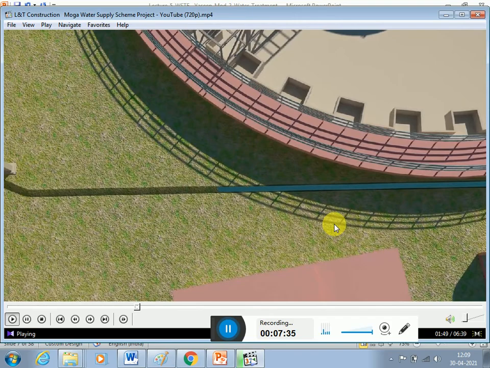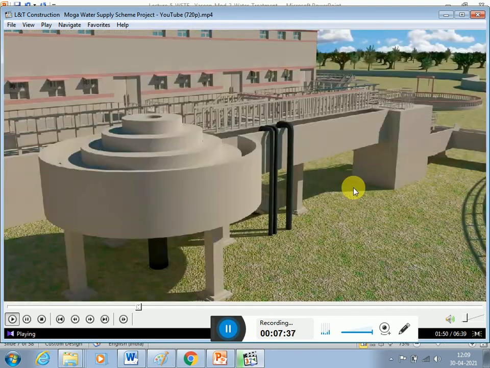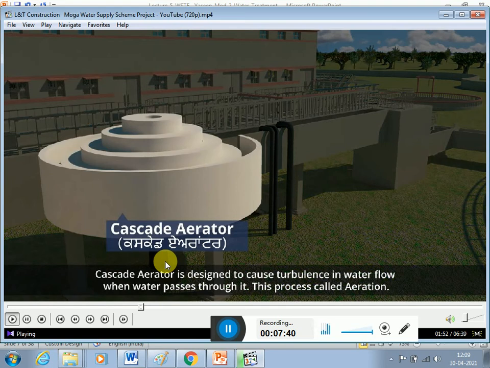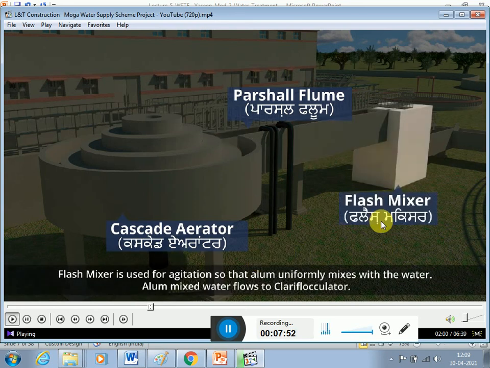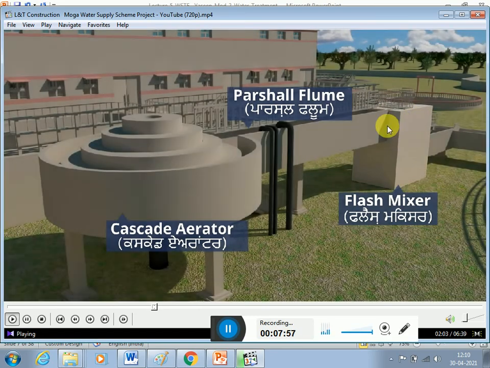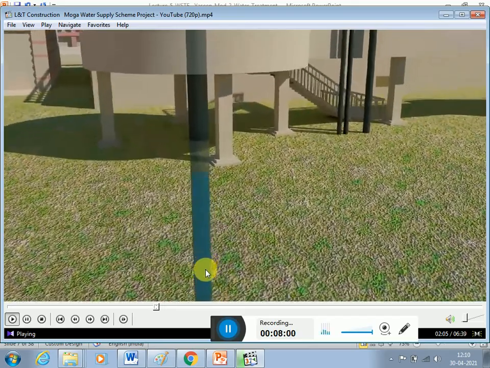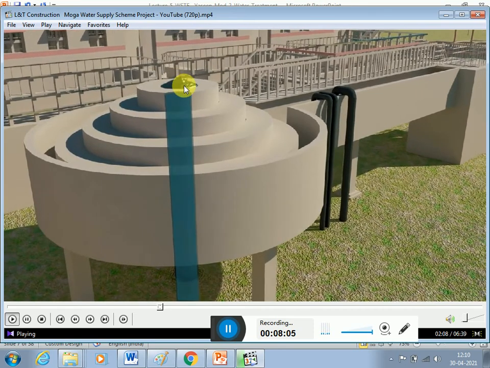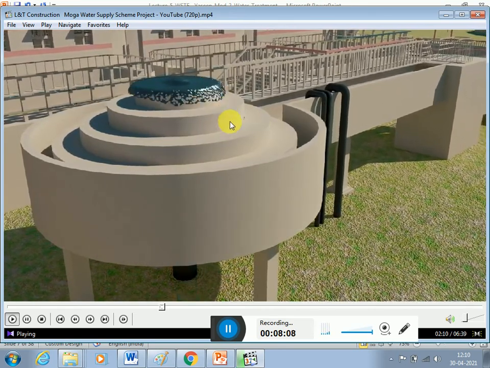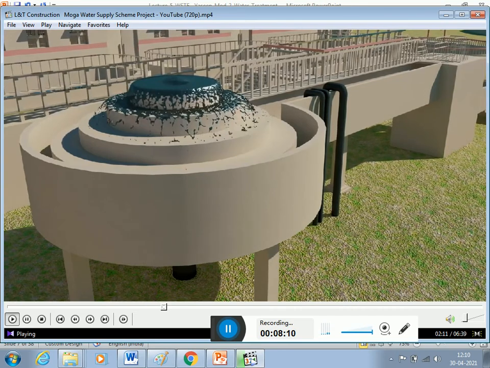Here we can see the different units. Water is brought along from the underground pipelines, and this is called as aeration process, and the aerator used here is called as the cascade aerator, and it consists of a partial flume. The water is pumped out from the bottom, and the water is coming in a cascade form. So through these steps, that's why it is called as the cascade aerator.